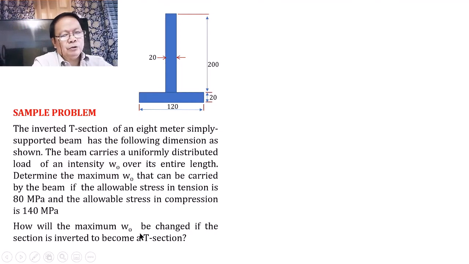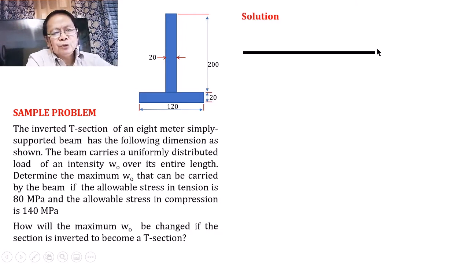Okay? So, sa makatuwid, meron tayong dalawang tanong dito. Yung isang tanong is the maximum intensity W kapag ito yung ating section. Yung pangalawang tanong, kapag binaligtad natin yung ating section at ginawang T, ano rin yung kanyang maximum intensity of W sub O. So, let's start guys with our solution by illustrating the situation.